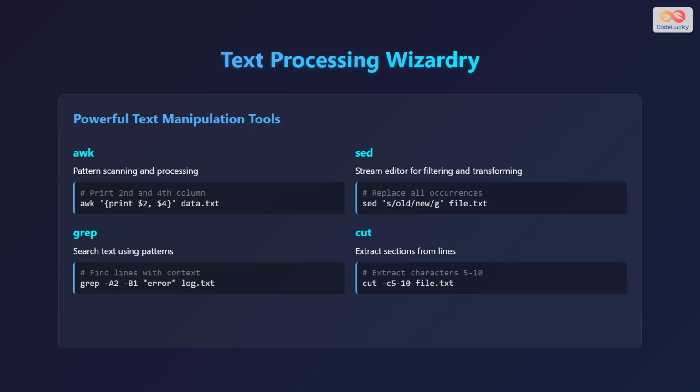cut extracts sections from lines. To extract characters 5 through 10 from a file, use cut -c5-10 file.txt.